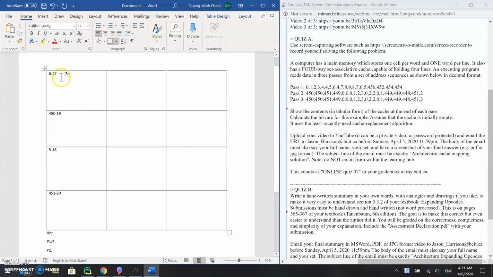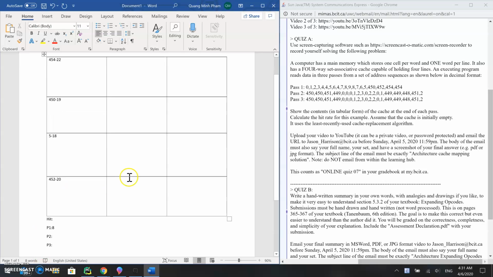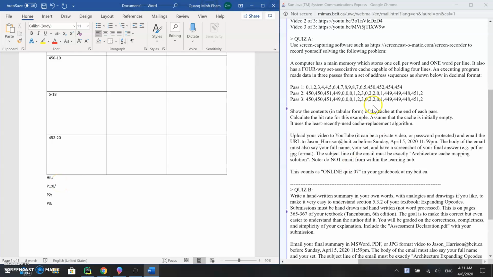454. 54, we don't have it here, so 54 21 and 454 again. That is a hit. Okay, so now it's 8. I was just checking to see if I missed anything. The first one is 8 out of many: 0 1 2 3 4 5 6 7 8 9 10 11 12 13 14 15 16 17 18 19 20. 8 out of 20.